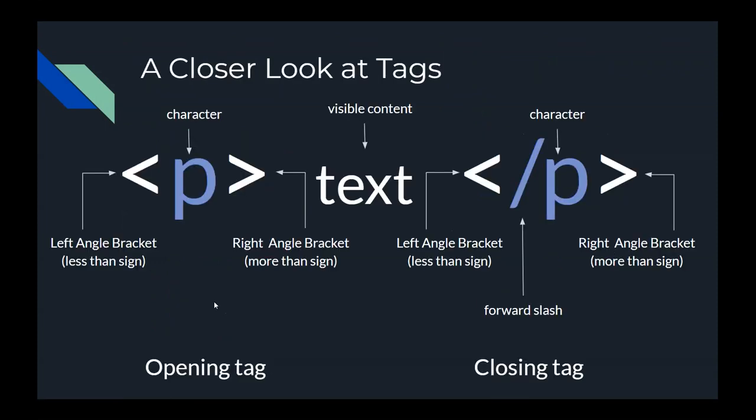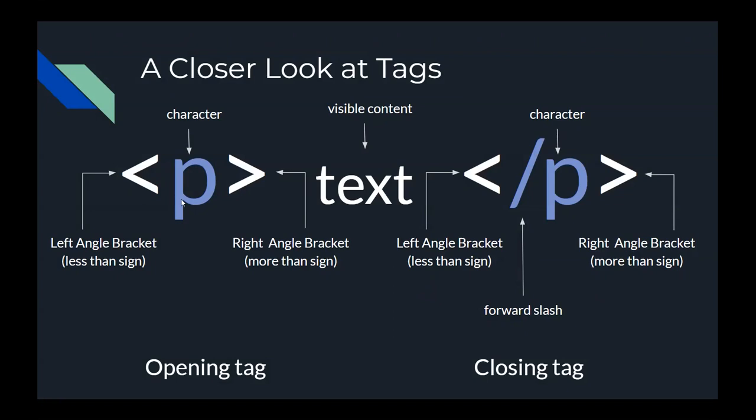Right? We'll take another quick look at tags themselves. So every tag starts with this left angle bracket, also known as the less than sign. Every tag ends with a right angle bracket or the greater than sign. And every tag has what's called a character in it. This P, for example, represents paragraph. Most HTML characters represent in a pretty logical fashion what item they are supposed to be.